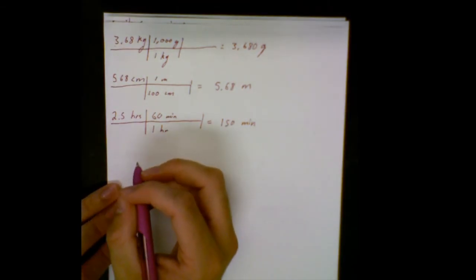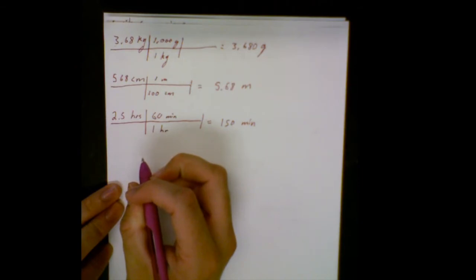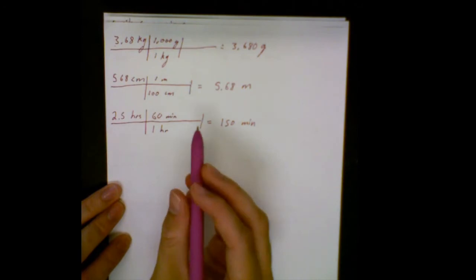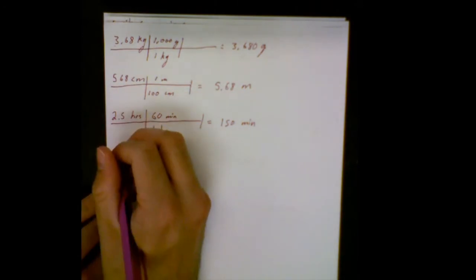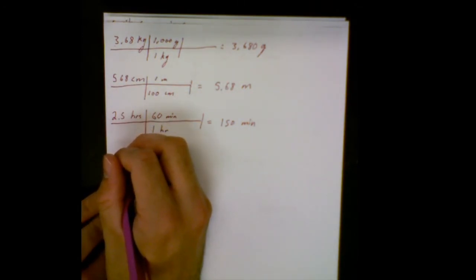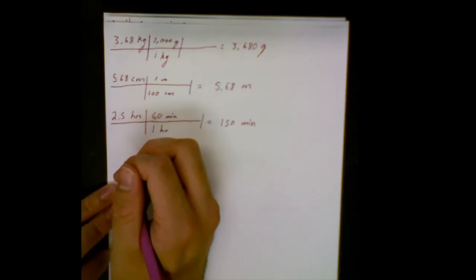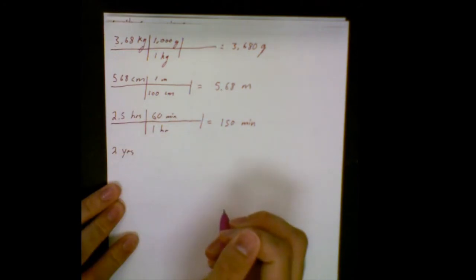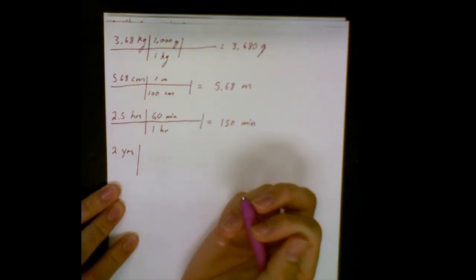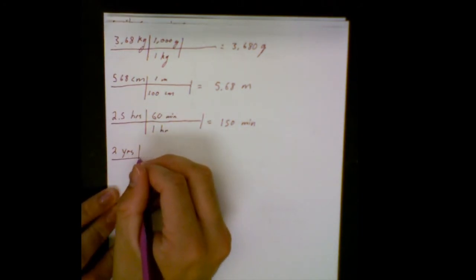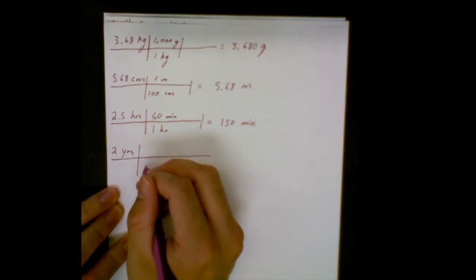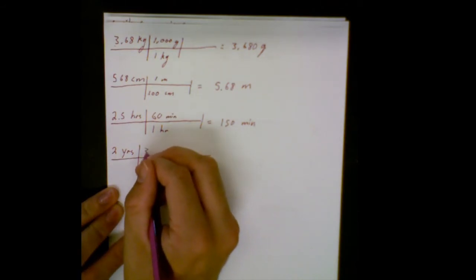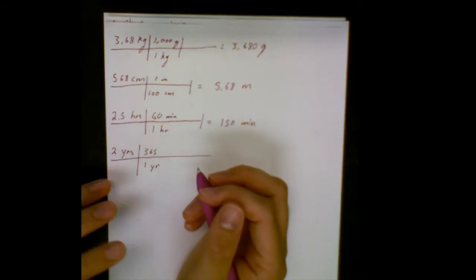All right, let's do one more together, and then I will leave you with one to do in your notes on your own, and then we'll check it together as a class live. So how many hours are in 2 years? So we have 2 years. How many hours is in that time? So we start off with what we know. We know that for every 1 year, there's 365 days, assuming it's not a leap year.